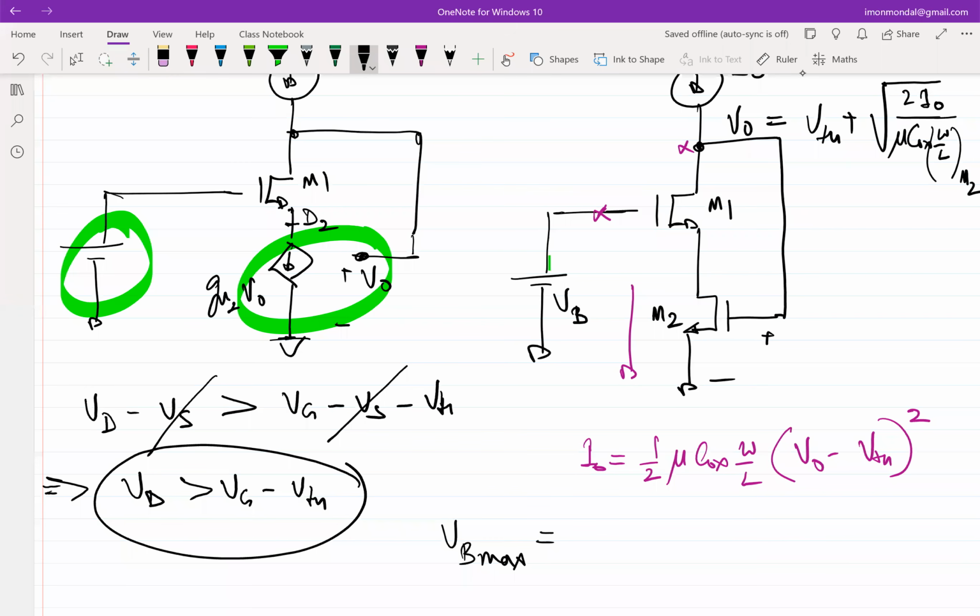V0 minus VTH1. Again, simplified assumption, assume VTH to be identical in both cases, right? So your VB max will be V0 minus VTH, which is not approximately, in this case, exactly equal to this term, which is essentially the overdrive. This is the overdrive voltage of M2. Yeah, assuming VTH is same, simplified assumption.